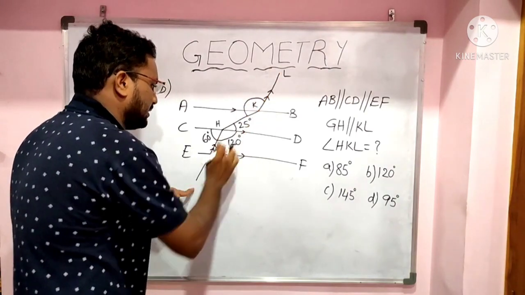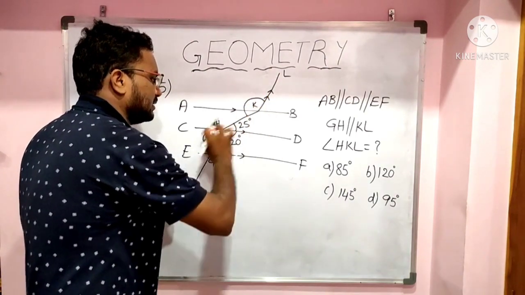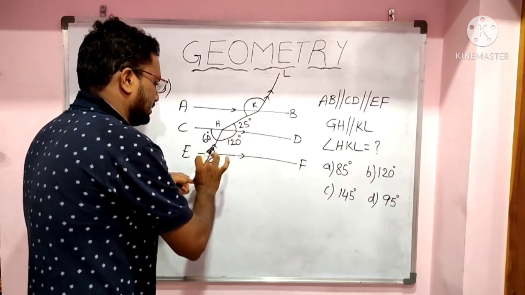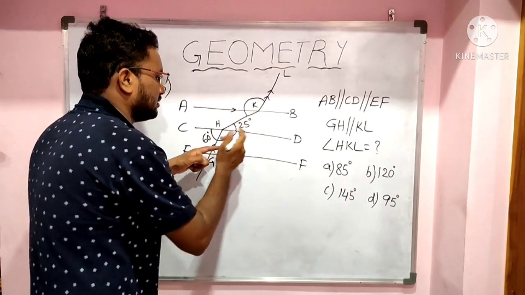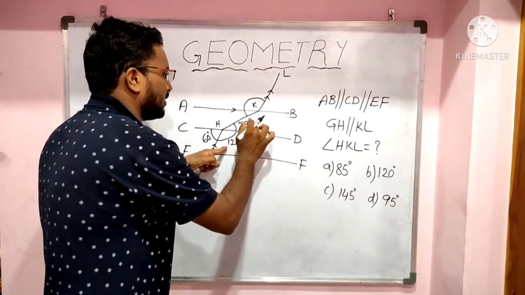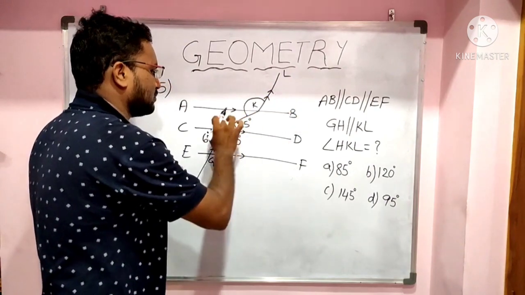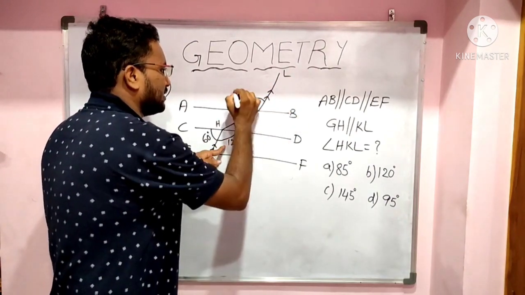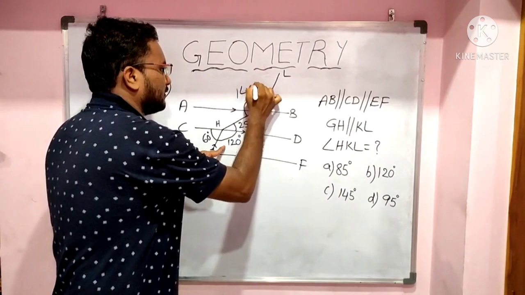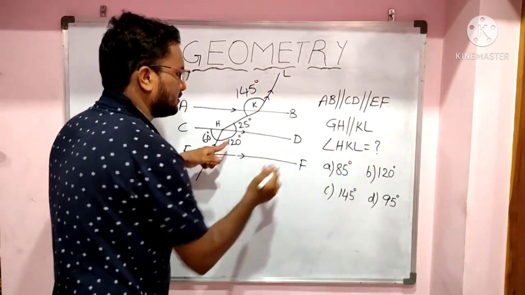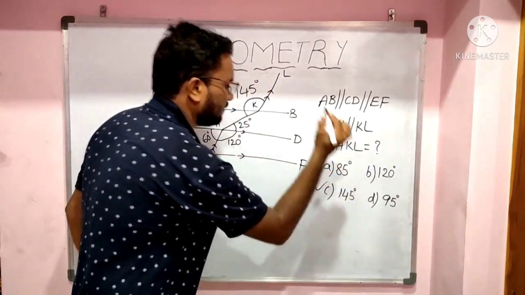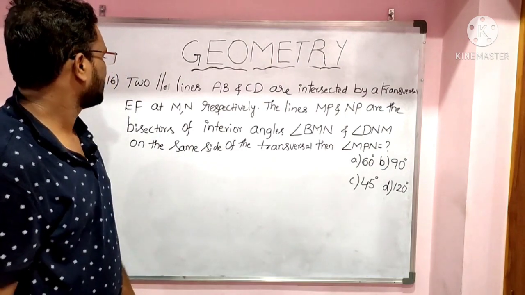These two lines are parallel. Then HK is the transversal. Then angle GHK is 120 plus 25, 145. And angle LKH, both are equal. This is 145. Then this should be equal to 145. We need to find angle HKL. So answer 145. Next problem.